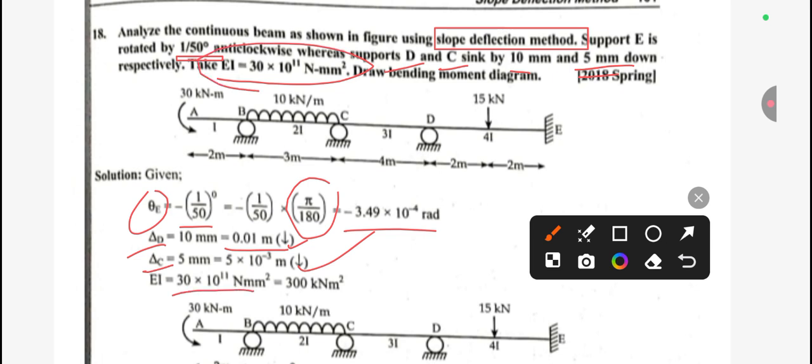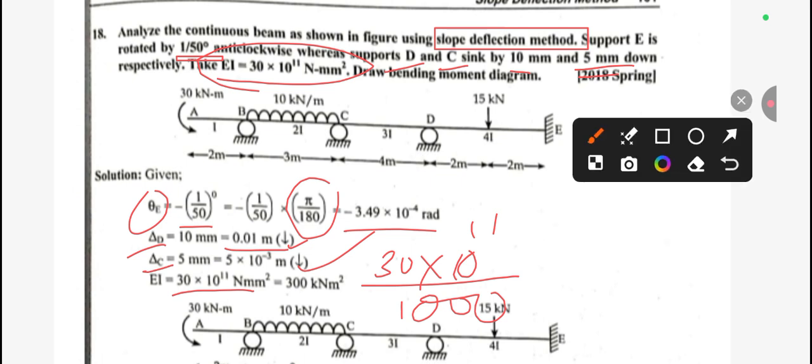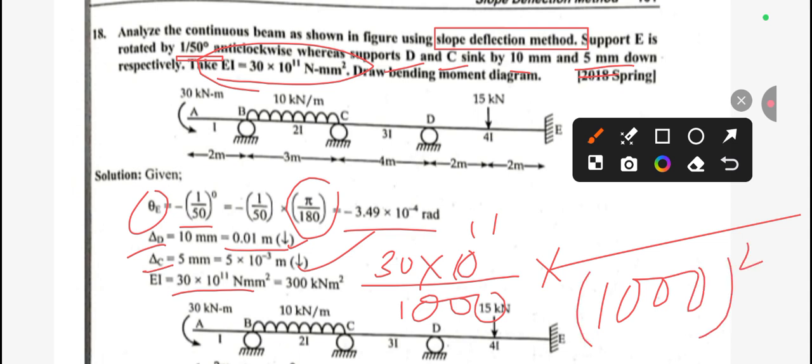This value is in Newton meter mm square, so we need to change this into meter square. For Newton we need to divide by 1000, then this will be in kilonewton, and this is in mm square, so we also need to divide by 1000. This will be in meter, but we have a square, so we need to square it. So this will be in kilonewton meter square, and our value will be this much.